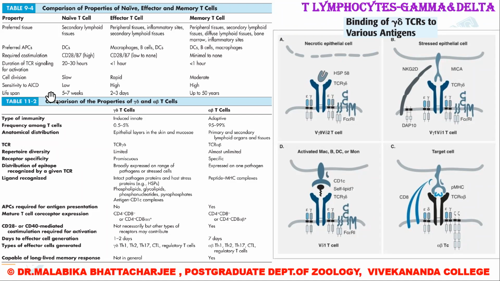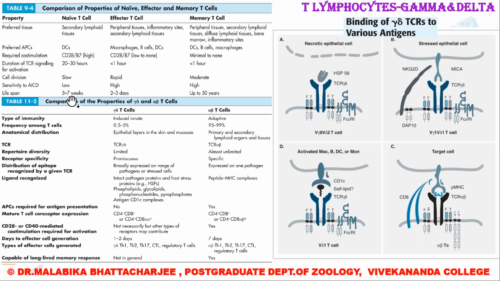The second point that is important, I want you all to highlight, is that in case of a naive T cell, the activation of the T cell requires a time span of as long as 20 to 30 hours. But if you look into the activation time required for the effector T cell and the memory T cell, it's almost 1 hour. So you can see that in case of the primary immune response, the adaptive immunity is roped in almost after 30 hours, while in case of a secondary immune response, the adaptive immunity is quick to respond.